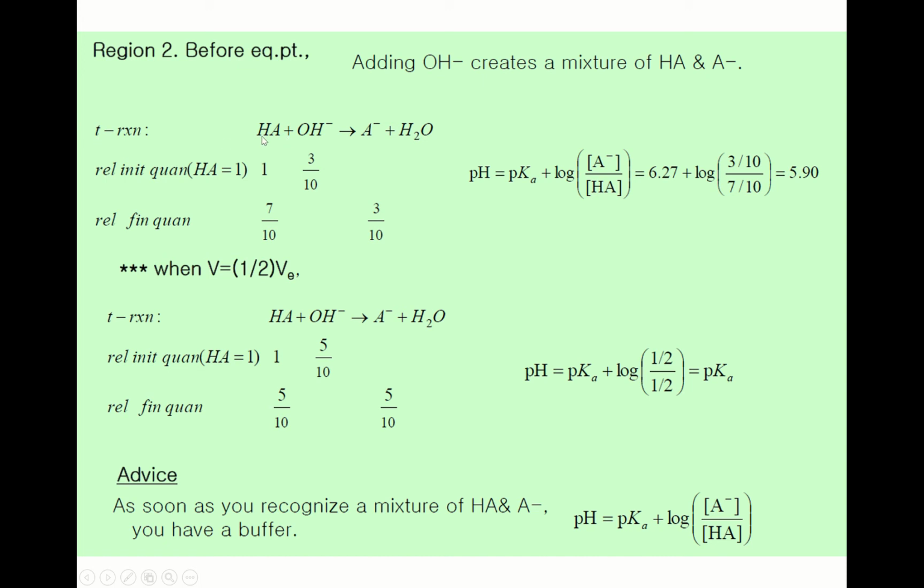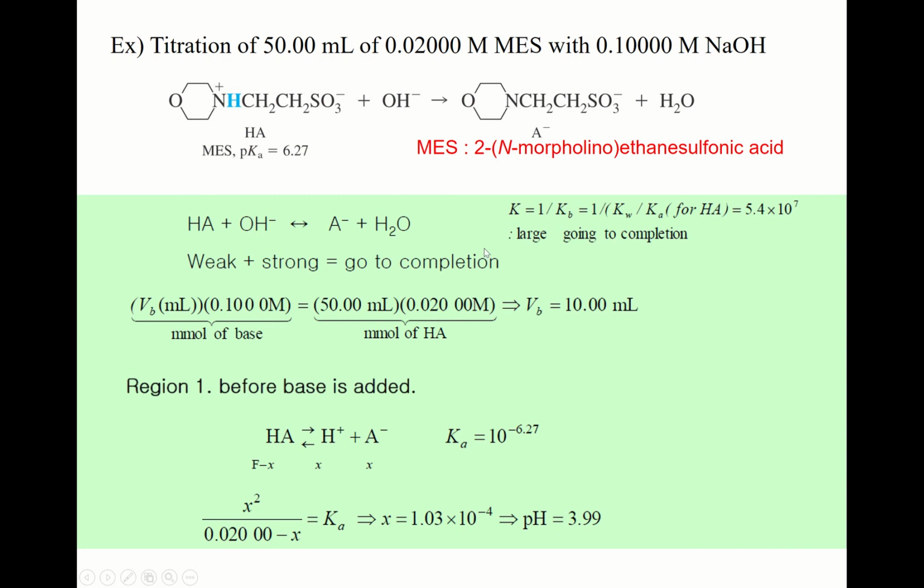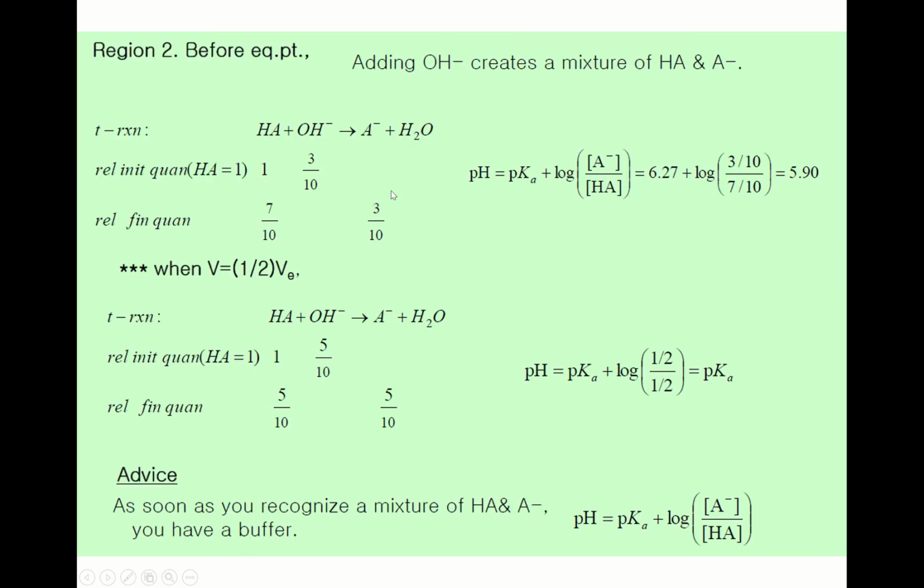The titration reaction is this one: HA reacts with hydroxide to give the anion and water. The initial quantity of HA, let's say, is 1. Just a second. It is not very clear, so let's temporarily stop now. Okay, yes, 3 ml of hydroxide was added.